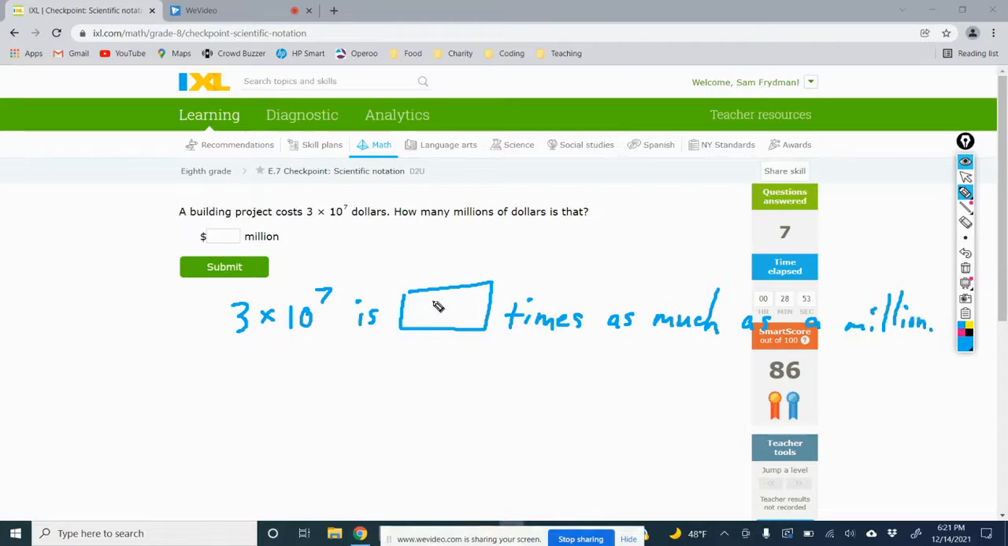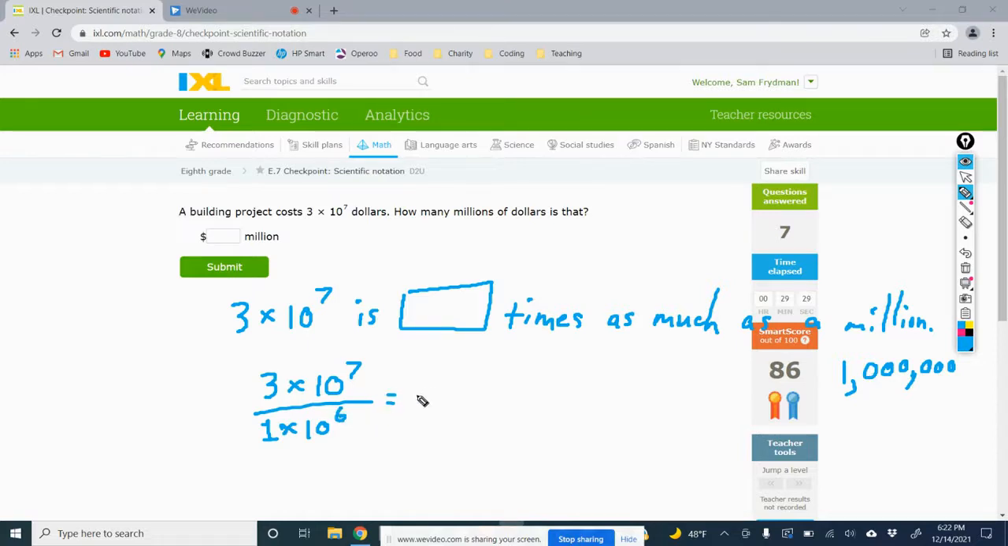3 times 10 to the seventh is blank times as much as a million. In other words, how many millions can I fit inside of 3 times 10 to the seventh? So we're going to divide here like we have been doing for these types of problems. We're going to say 3 times 10 to the seventh divided by, well, what's a million in scientific notation? Here's a million in standard form. What would that be in scientific notation? That would be 1 times 10 to the sixth power.